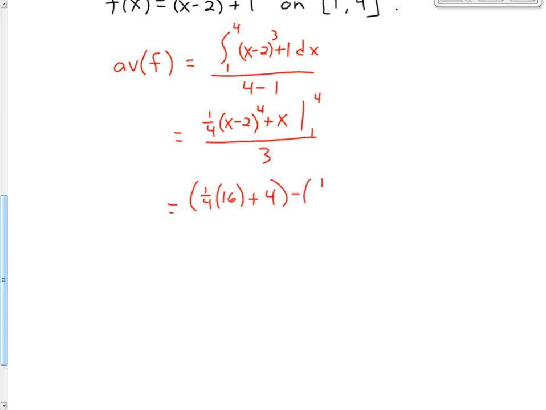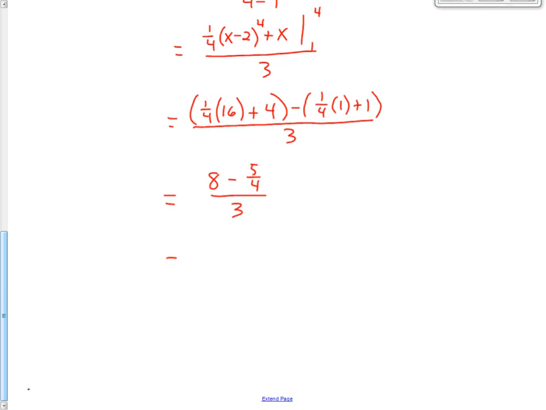minus, when I plug in 1, I'll get 1/4 times negative 1 to the 4th, which is positive 1, plus 1, all over 3. So that's going to give me 4 plus 4, we have 8, minus 1/4 plus 1 is 5/4, over 3. We have 32/4 minus 5 is 27/4 over 3, so we have 27 over 12. And that reduces down to 9 over 4. And that's how you calculate the average value.